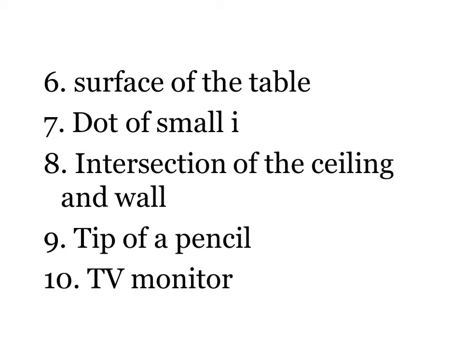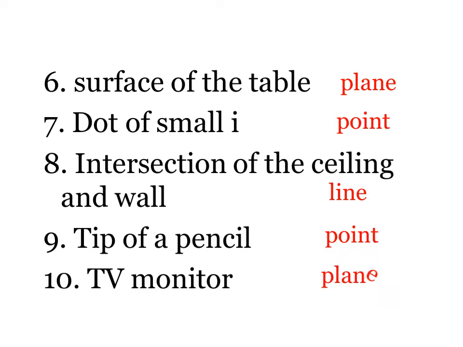Okay, may we check your work now? For number 6, surface of the table represents a plane. Okay. How about that of a small eye? It represents a point. Then, the intersection of the ceiling and the wall represents a line. How about the tip of a pencil? It represents a point. You are very good. And the TV monitor represents a plane. Okay. So count the number of checks you got and then just record by yourself.